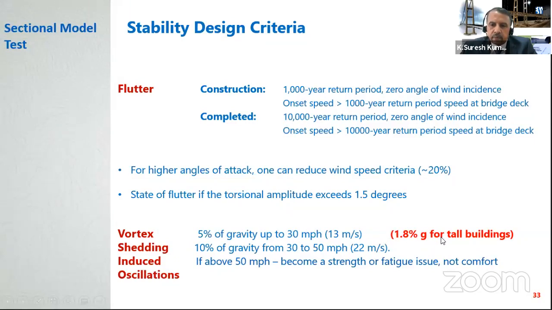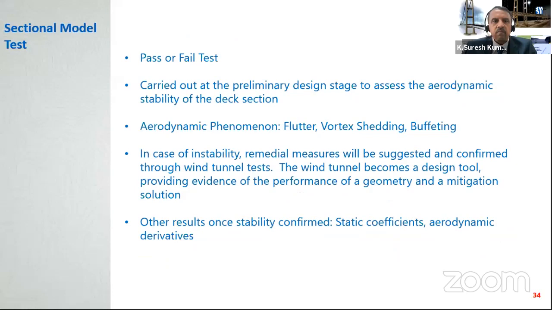But just for your understanding, for tall buildings, we are looking at 1.8% of gravity as the comfort limit. So you can see how stringent it is for tall buildings. We actually have to arrest the motions at 1.8% G, in comparison to bridges where it is higher. Depending on the code you look at, things can be slightly different, which I'm not going to go through right now. So this is more like a pass or fail test.